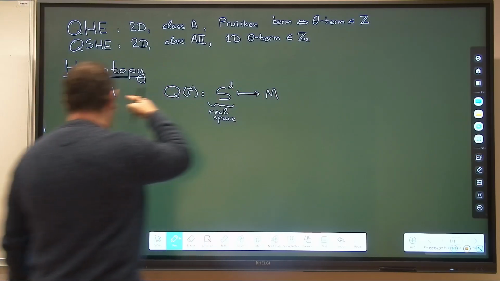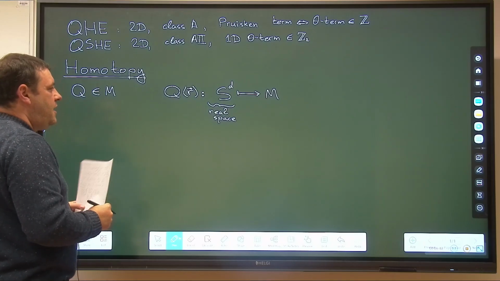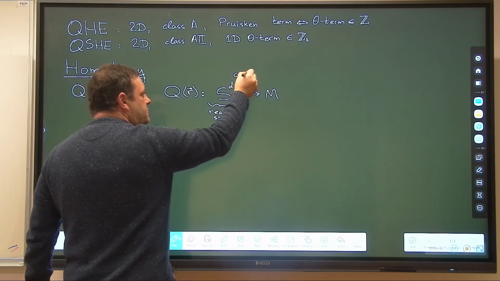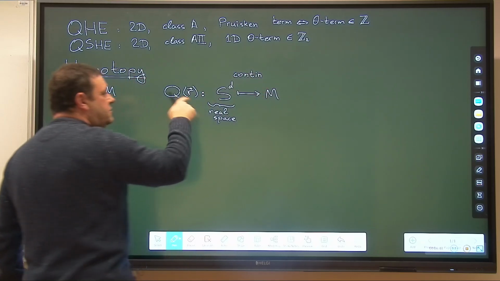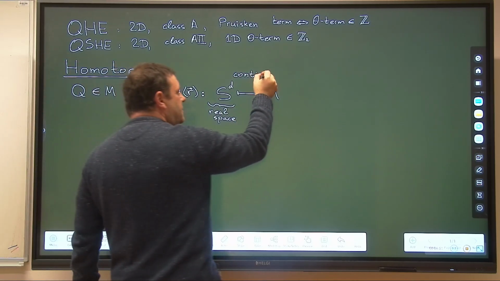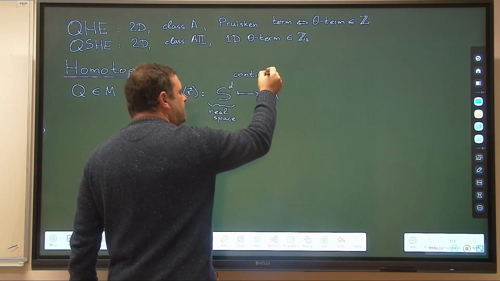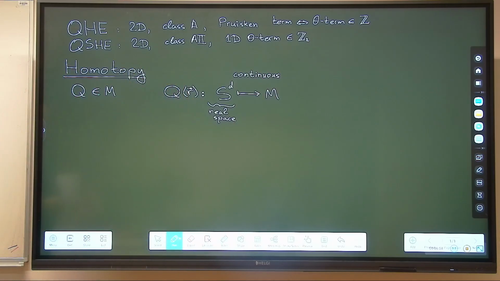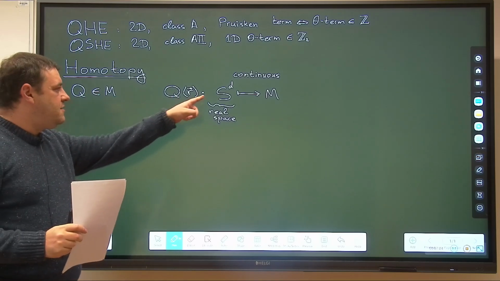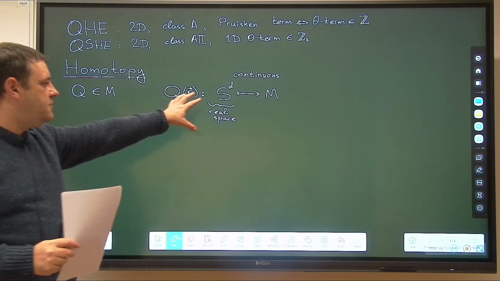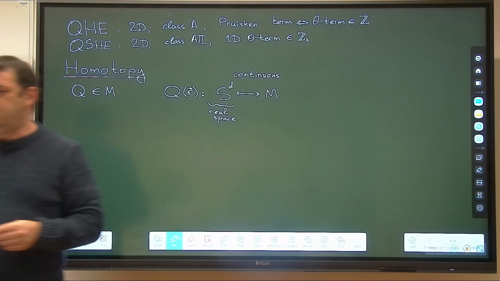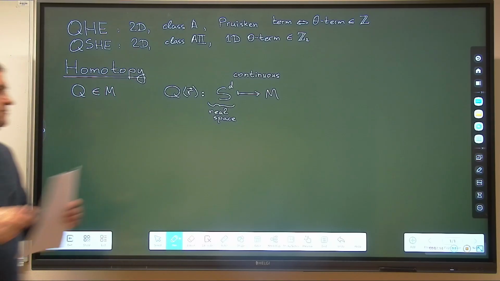M is the manifold of the sigma model, and this is a continuous map. It's a continuous map, simply because Q matrix should continuously change in space. Otherwise, we cannot take gradients of it. And at this point, some mathematicians come up and say that such continuous maps from a sphere into some topological space can be classified according to their homotopy. What does it mean?